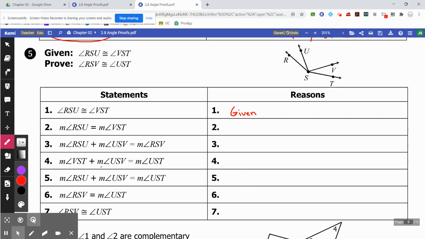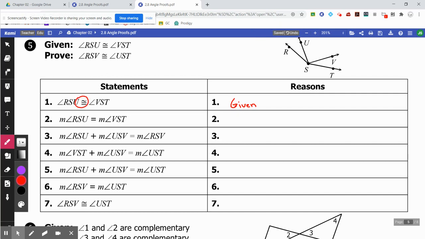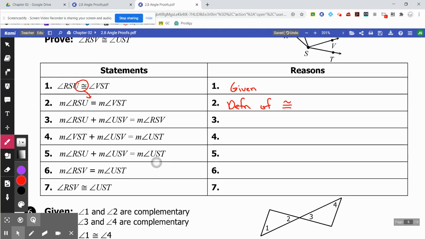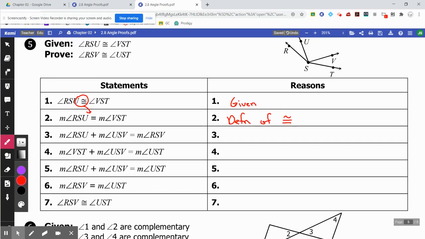And before I go any further, this is very similar to one of the last proofs that you did last section for line segments, where you're given that this is equal to this and you were asked to prove that this was equal to this as well. You're just adding the same amount to both sides. So a couple of different ways you could work this. Since they are congruent, that means that they are equal in measure, and that would simply be your definition of congruent. Next up, we have RSU plus USV, which is this angle and this angle, add up to RSV, which is the whole angle, and you've got the same thing on the other side.